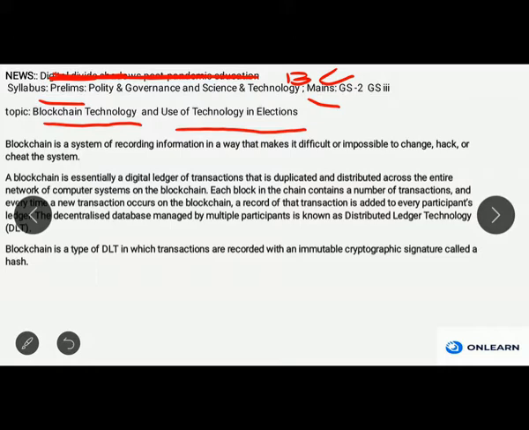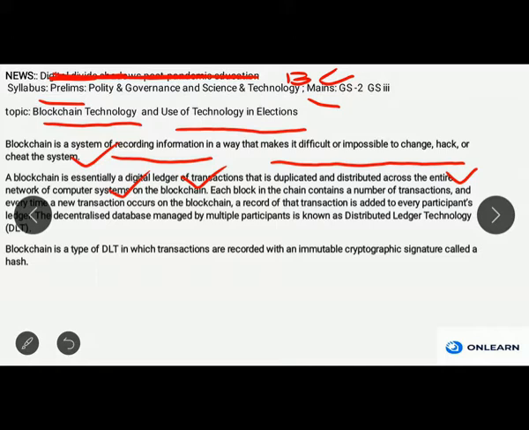Now, blockchain is a system of recording information in a way that makes it difficult or impossible to change, hack, or cheat the system. That means it is like bookkeeping or like a ledger. Now, the blockchain is essentially a digital ledger of transactions that is duplicated and distributed across the entire network of computer systems on the blockchain. Now, each block in the chain contains a number of transactions. It contains a lot of information.